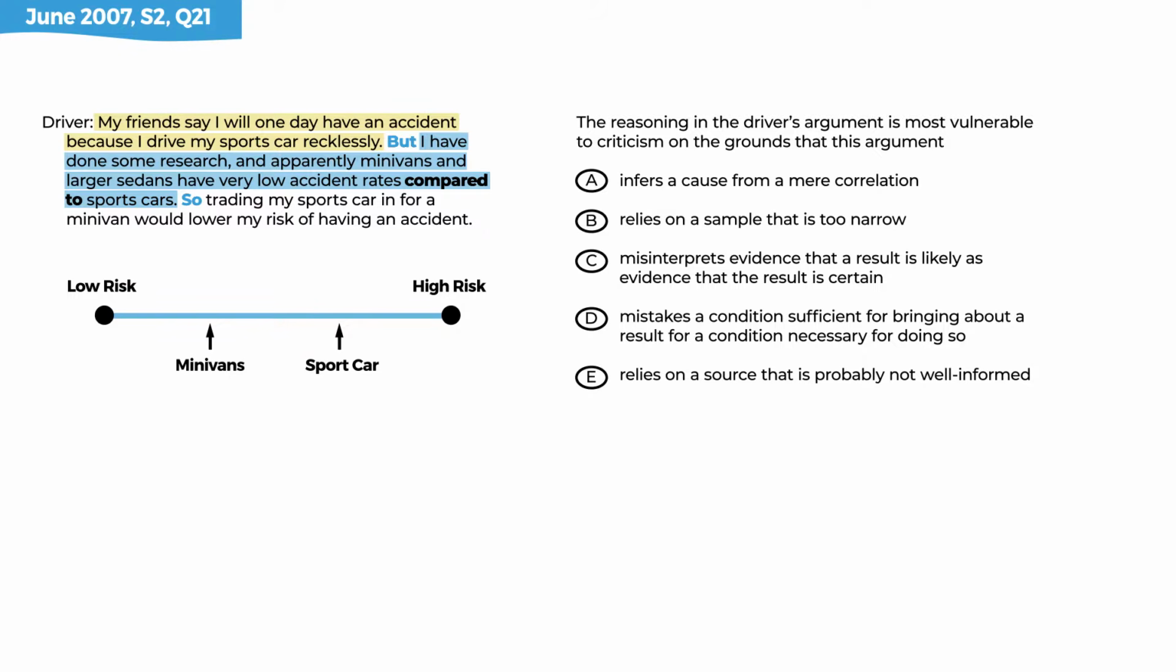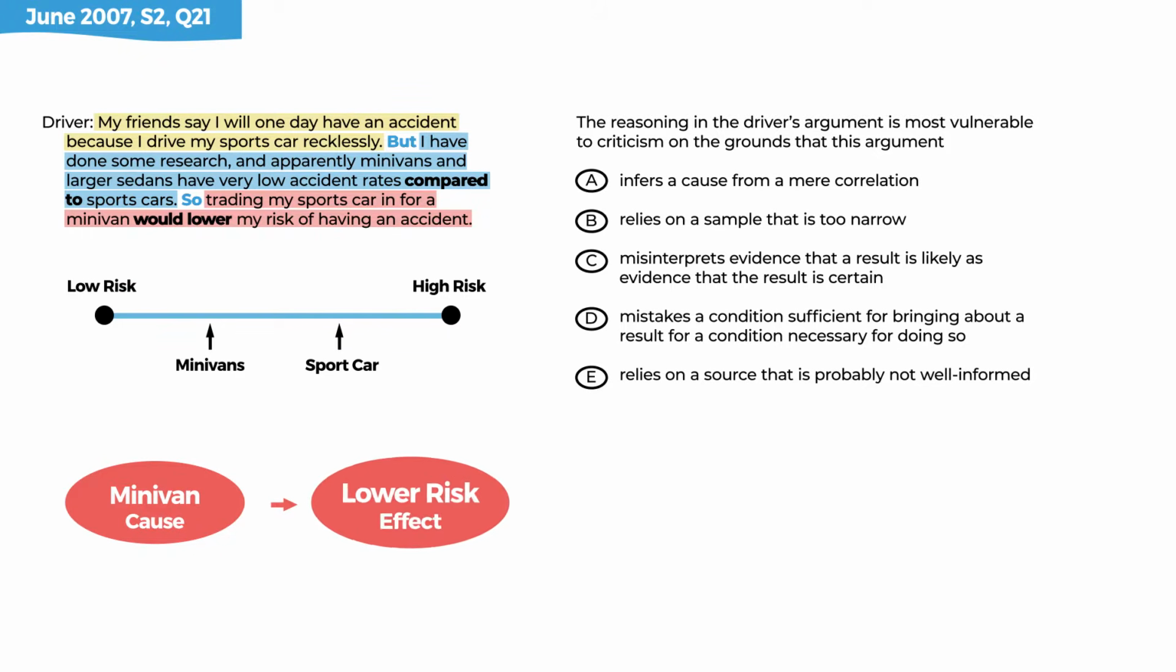So we can put them on this risk curve. And then the conclusion is that trading my sports car in for a minivan would lower my risk of having an accident. And the key word there would be lower. The driver is suggesting that merely trading in the sports car for a minivan will cause a lower risk. Right? So we have a cause and effect relationship in the conclusion.